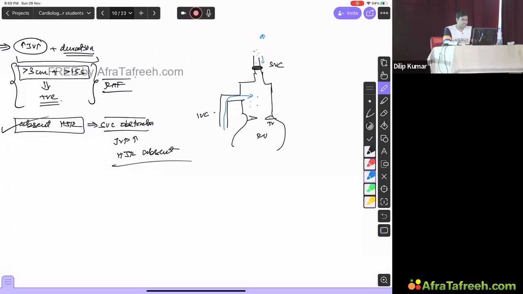So definitely the JVP will be high because this downward movement will not happen. Plus, at the same time, whatever pressure change you give in the IVC will increase the right atrial pressure, but this pressure change will not be transmitted into the JVP. So that is why you have an elevated JVP in SVC obstruction, but you don't get hepatojugular reflex at all. It will be absent altogether.